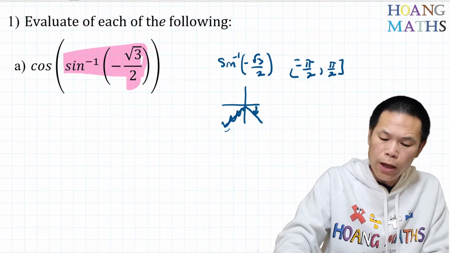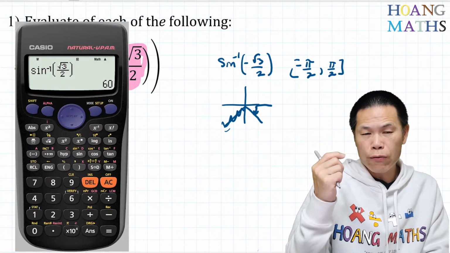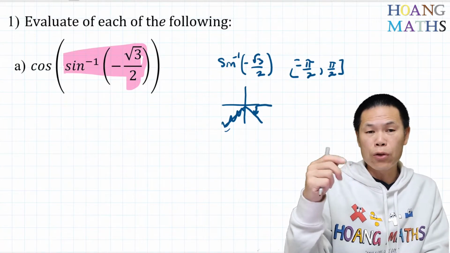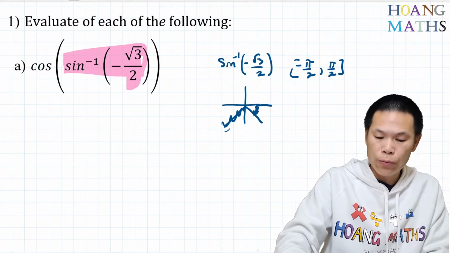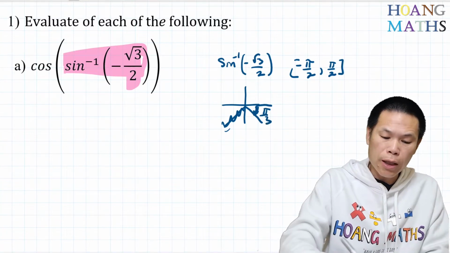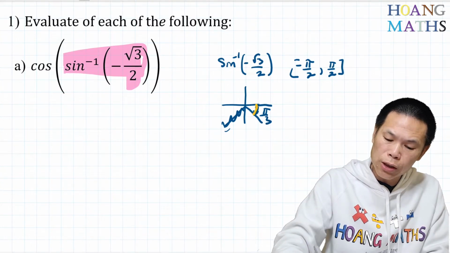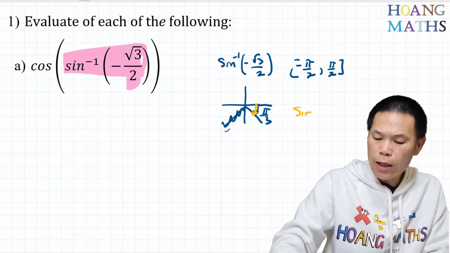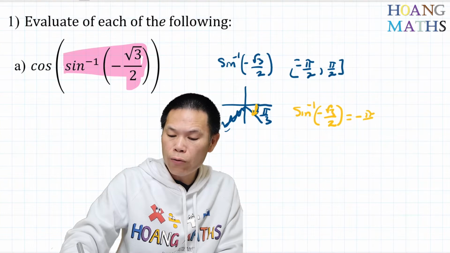To work out this angle, let's work out the reference angle, of course. So we just go inverse sine of root 3 over 2, and you should get 60 degrees. But we know that 60 degrees is pi over 3. So pi over 3 is the reference angle. But then we need to work out the angle measured from the positive x-axis to this line here, so we should have a negative. Therefore, sine inverse of negative root 3 over 2 will give me negative pi over 3.